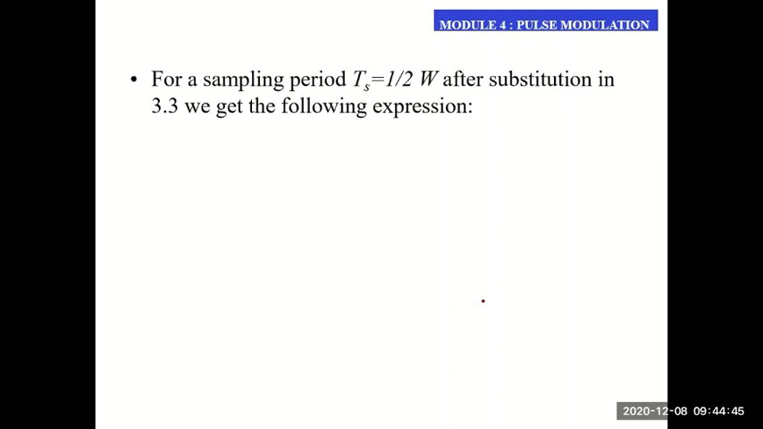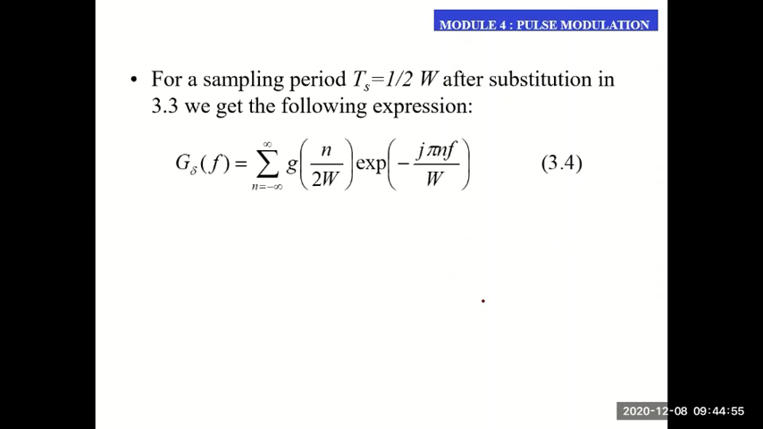Since the sampling period is taken as exactly 1 by 2W, let us substitute that value for Ts as 1 by 2W in equation 3.3. So what do I get? Remember what was equation 3.3? G delta of F, summation n equal to minus infinity to plus infinity, G of nTs into e to the power of minus j2 pi f nTs. This was equation 3.3.